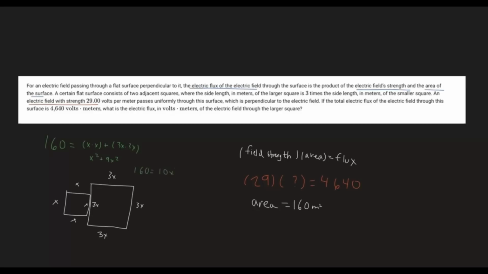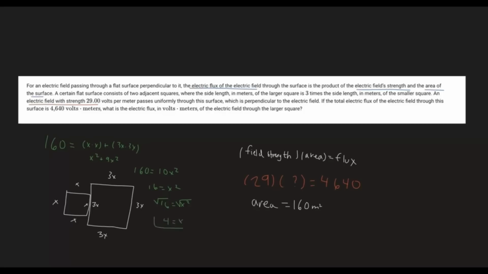So now we have 10x squared equals 160, right? So we can divide both sides by 10. We get 16 equals x squared. And then we can just take the square root of 16 equals x squared, square root of x squared. And we're going to take the principal square root, so that's just going to be positive 4 equals x.